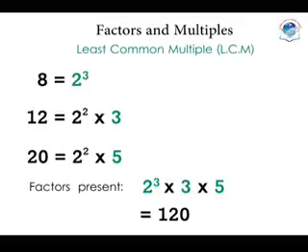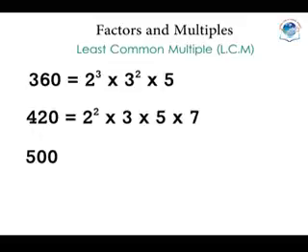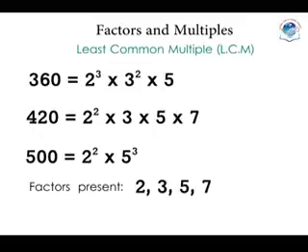So let's work the LCM of 360, 420, and 500. 360 is equal to 2 raised to power 3 times 3 raised to power 2 times 5. 420 is equal to 2 raised to power 2 times 3 times 5 times 7. 500 is equal to 2 raised to power 2 times 5 raised to power 3. The factors present are 2, 3, 5, and 7.